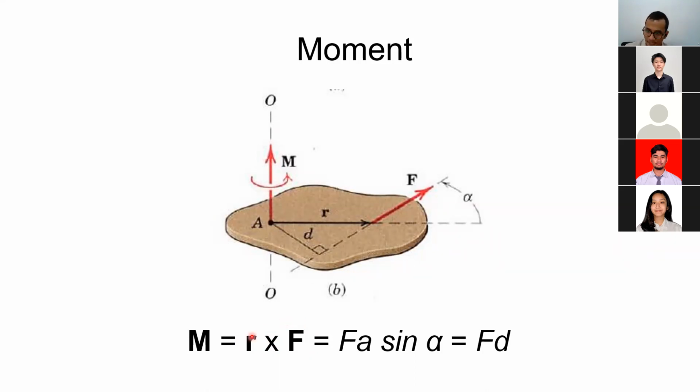Okay, using this r cross f, we can try to simplify it to the scalar form. If we just want to find out the magnitude of the moment, then we can simplify it to the scalar form. The scalar way to calculate the moment is force multiplied by the perpendicular distance between the force and the center of rotation.